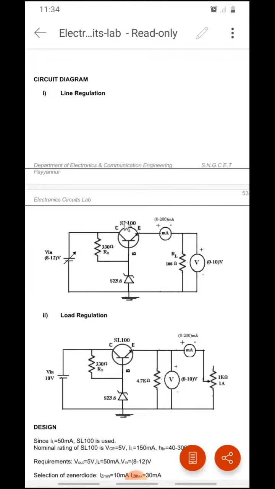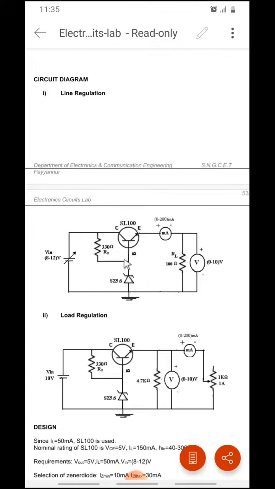Okay. So, for this we require a transistor SL100, which is a power transistor, and there is a Zener diode, that is BZ 5.6. Since the regulated output voltage we need is 5 volt, we need a Zener diode of 5.6 volt. You know that a Zener diode works as an ordinary diode in the forward biased condition. In the reverse biased condition, it works as a constant voltage source.